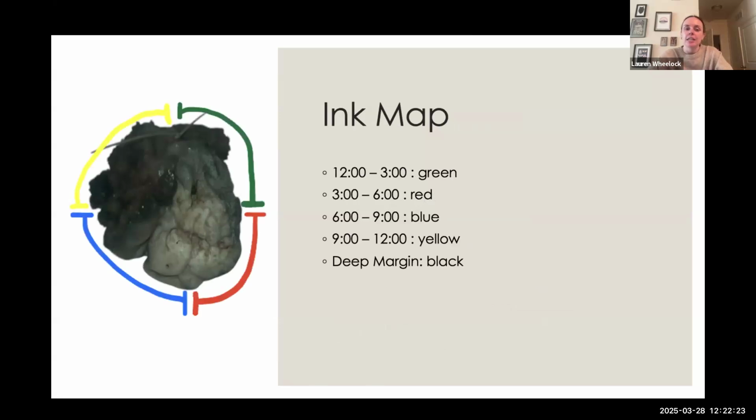Before we get into slicing, I thought I would provide you all with an ink map, because I can tell you how I've inked something all day, but it can be quite confusing to someone that did not gross the case. So for me, 12 to 3 o'clock was green, 3 to 6 was red, 6 to 9 was blue, 9 to 12 was yellow, and then the deep margin that you cannot see in this picture was black.